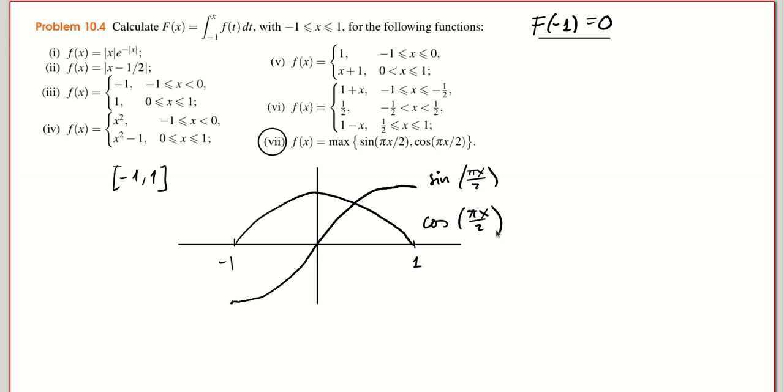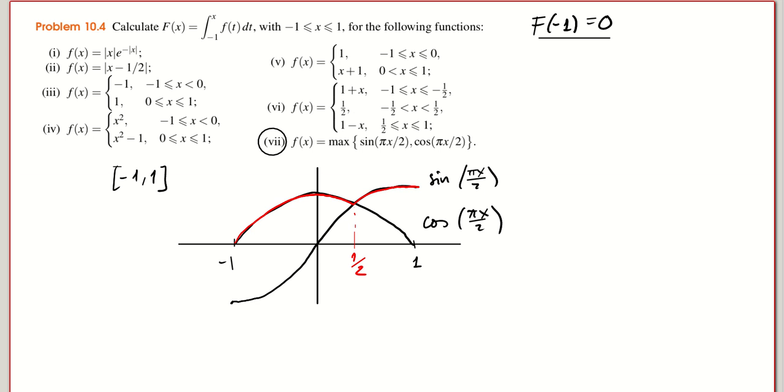So clearly, if we look for the maximum of these two functions, the maximum is here, up to here, and then from here it is this other function. All right? So that's the function that we want to integrate, and the separation occurs at this point, which by symmetry is midway in this interval, so it's equal to 1/2. So 1/2 is the crossing point.